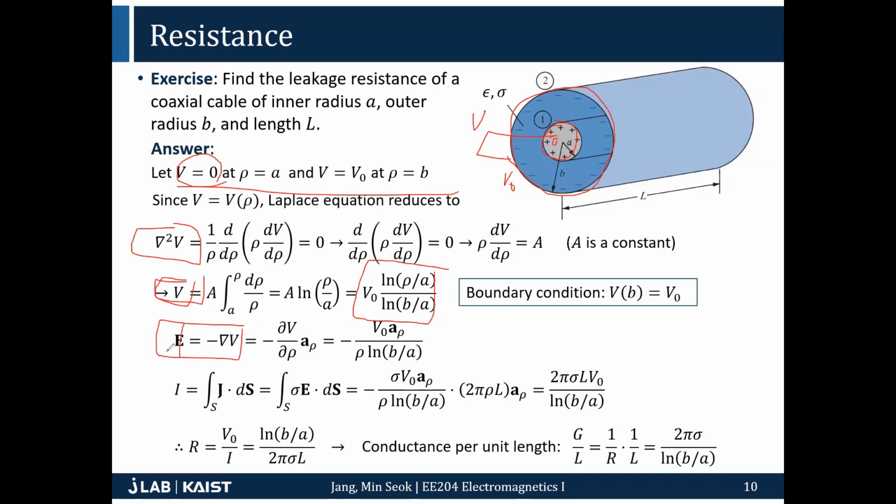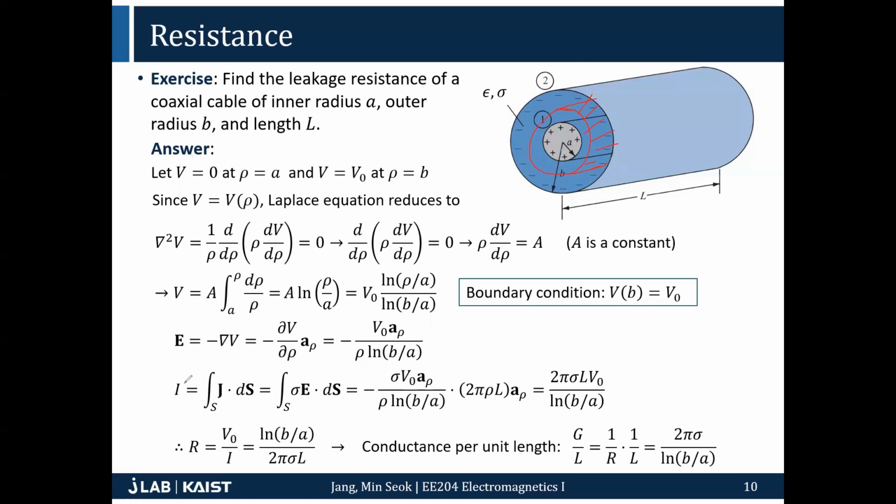And then once you have the electric field, you can obtain the current. Current is J dot dS, and J is sigma E. So if you know the electric field, then you can just perform the integration. And in this case, the surface area is the side of the conductor, right? Because that's how the current flows.